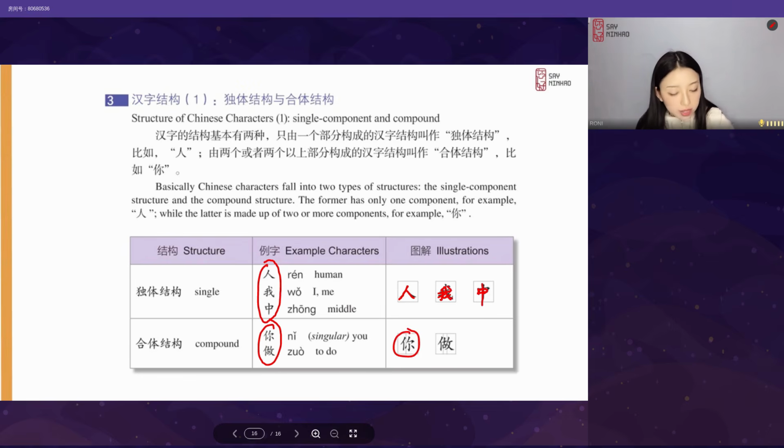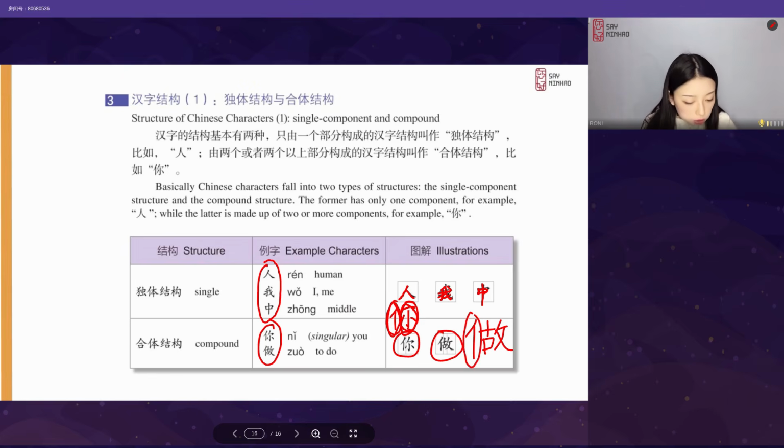But this one, 你, I will write it bigger. I can easily separate this word into two parts, right? This part and this part. And for 做, which means to make, to produce. Okay, let's see. I can separate it into how many parts? 3 parts, right? This one, and this one.